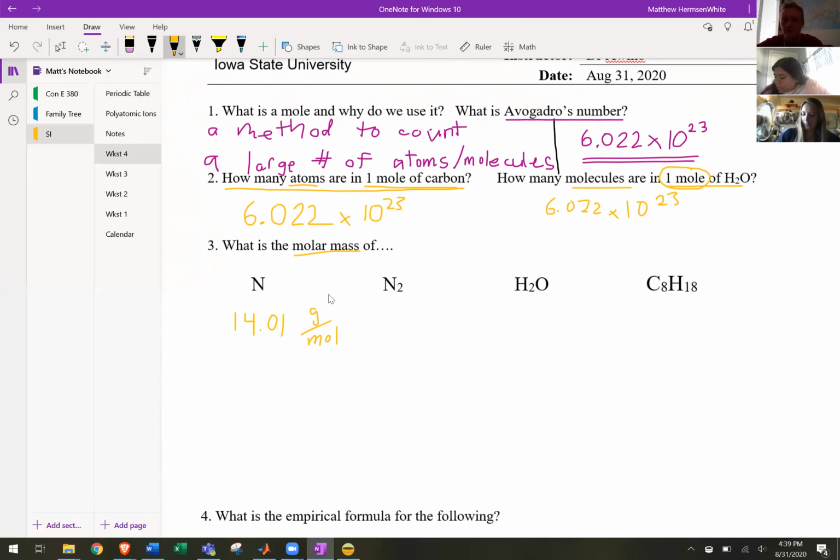Well, if this one's 14, what would 2 of them be? So this one's 14, what would 2 of them together be? And then all we're going to do is grab the different elements from the periodic table and add their numbers together. So try to work through this for a couple minutes, and then let me know when you have a question.